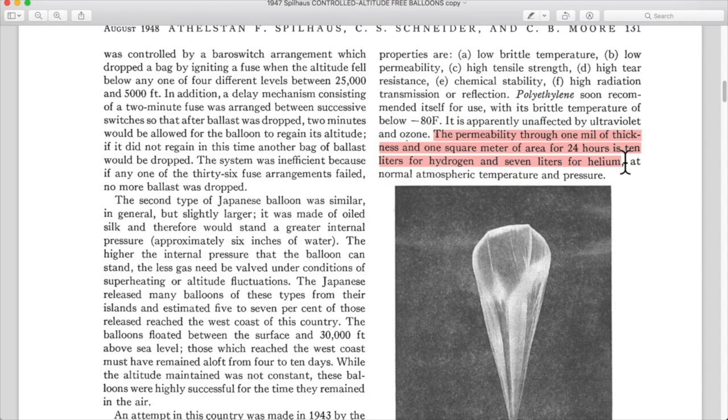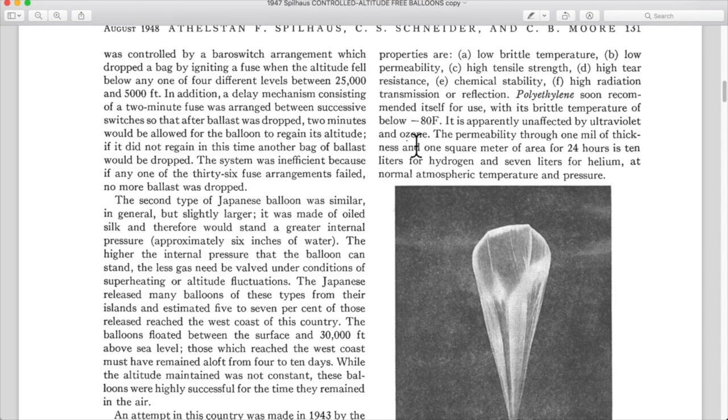So the permeability through 1 mil of thickness. In these old papers, the imperial system of measuring thickness of very small dimensions often referred to things in mils. That's M-I-L. This actually refers to the quantity of 1/1000th of an inch. That's very confusing because it does not refer to millionths of an inch, nor does it refer to millimeters. It is what it is. So 1 mil of thickness, that's 1/1000th of an inch.